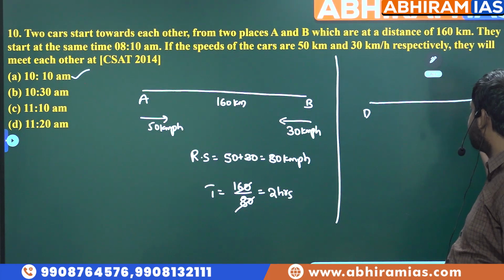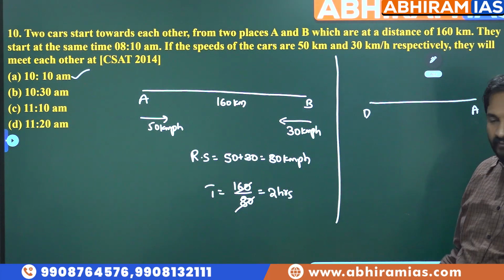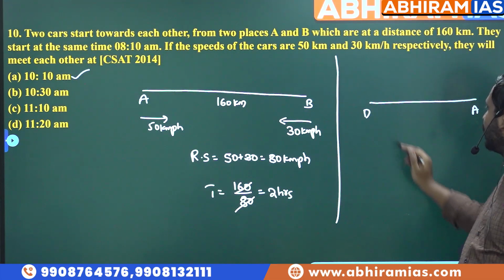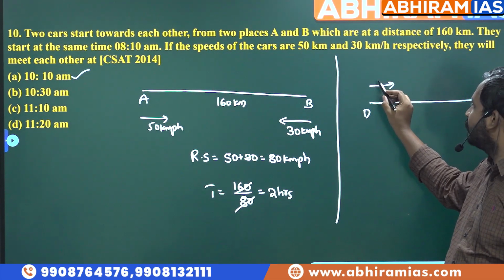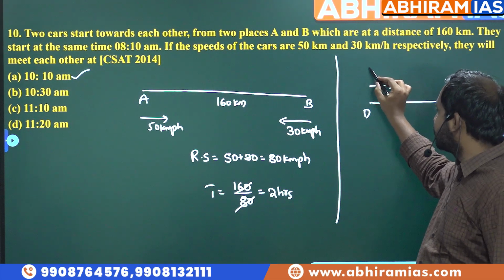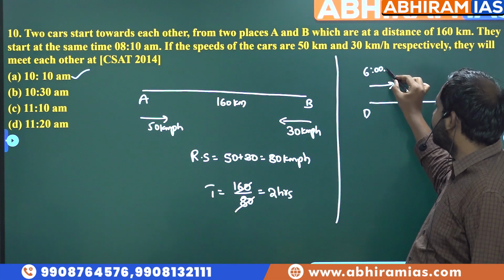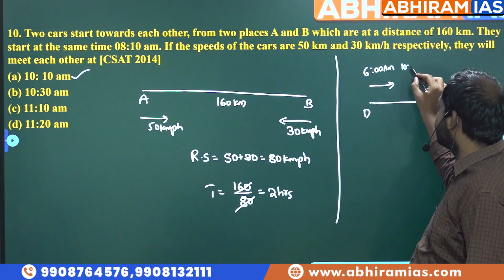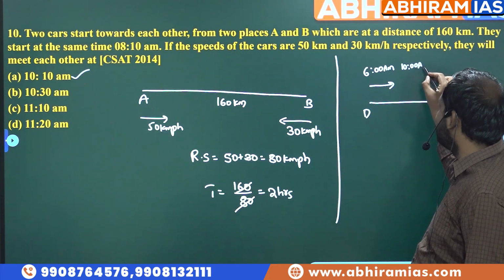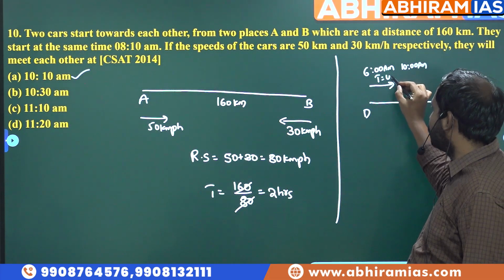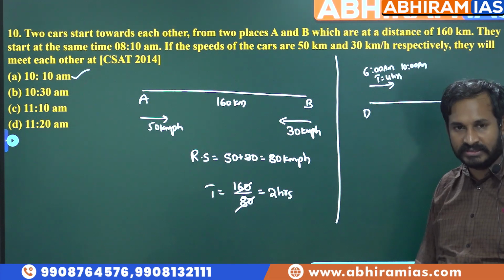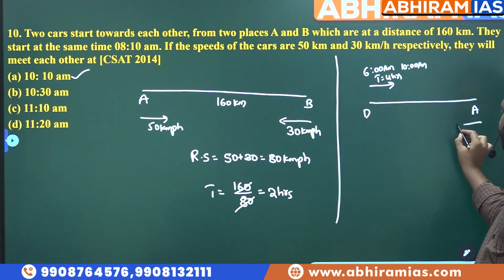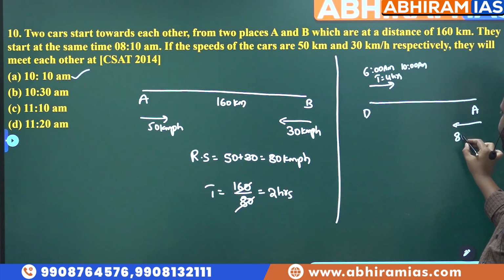Delhi, Amritsar. One train is starting from Delhi at 6 a.m. and reaching Amritsar at what time? 10 a.m. What is the time difference, I mean the time taken by it? 4 hours. Another train is starting from Amritsar at 8 a.m.